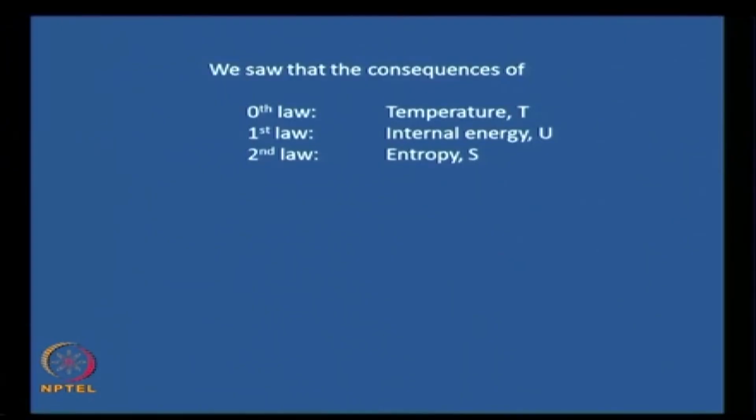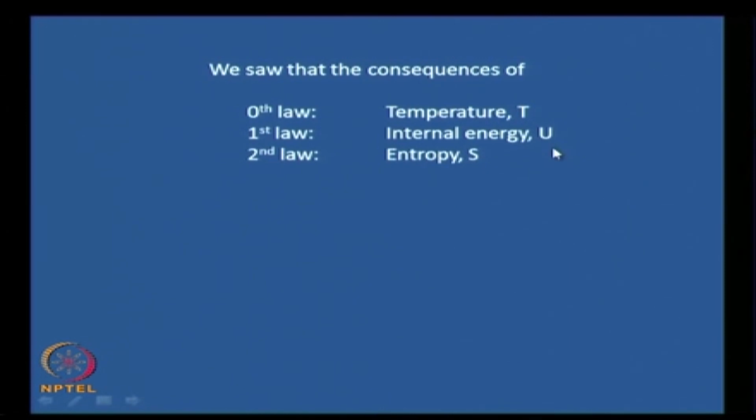What came out of the first law, which essentially related the energies that cross the system boundaries to the energy changes that happen inside the system, that gave rise to the first law, and the consequence of the first law was the thermodynamic property called internal energy, which is represented by the symbol U.